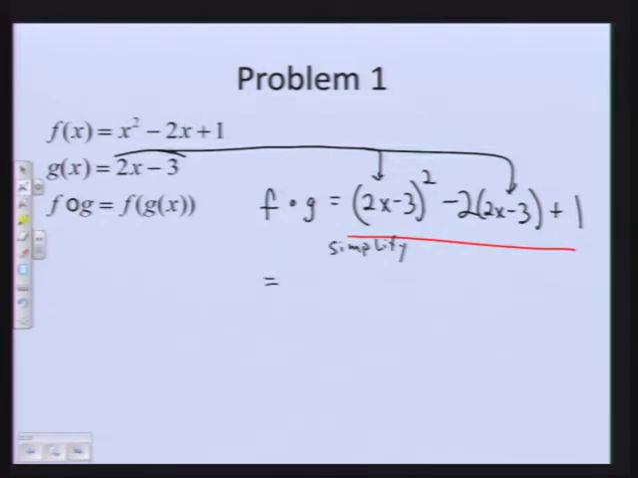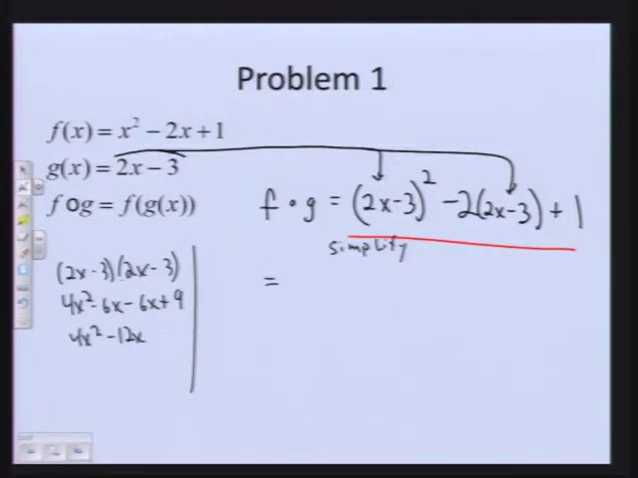So 2x minus 3 squared. Now let me remind you that that's 2x minus 3 times 2x minus 3. We have to do the FOIL. So we get 4x squared minus 6x plus 9. So we have 4x squared minus 12x plus 9. So the first part of this is 4x squared minus 12x plus 9.